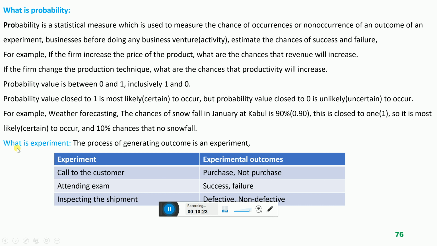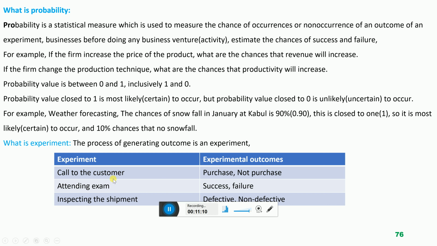What is an experiment? The process of generating experimental outcomes is called an experiment. Any process, any activity that generates some experimental outcomes. Why am I calling them experimental outcomes? Because they are outcomes of an experiment, outcomes of the process. So, what is an experiment? Any process that generates outcomes. Let me elaborate experiment and experimental outcomes by giving examples.